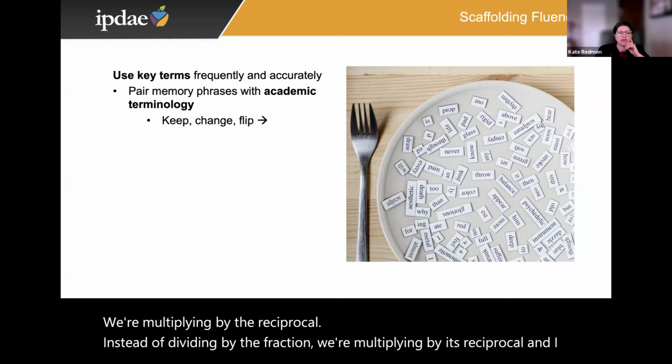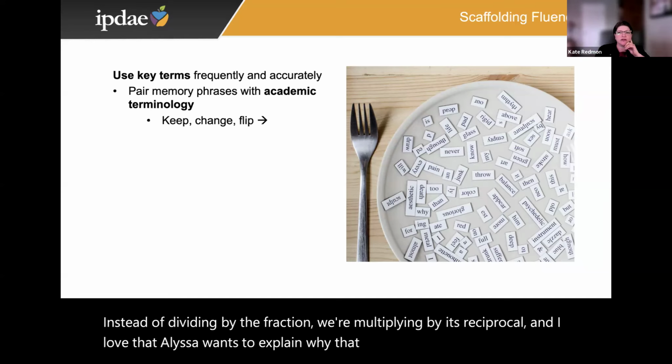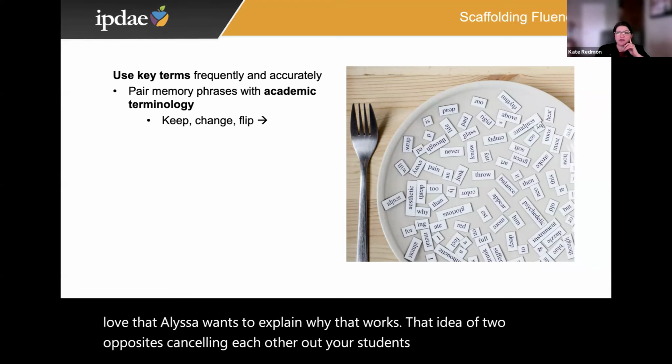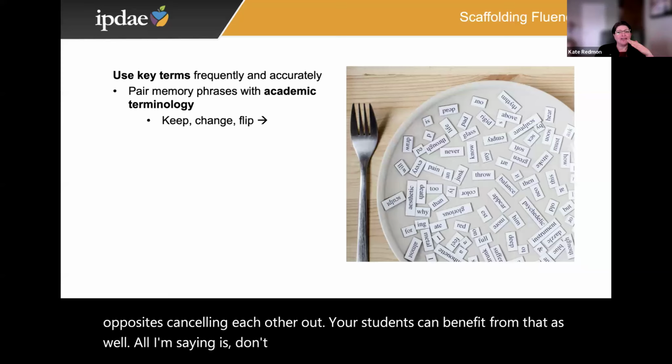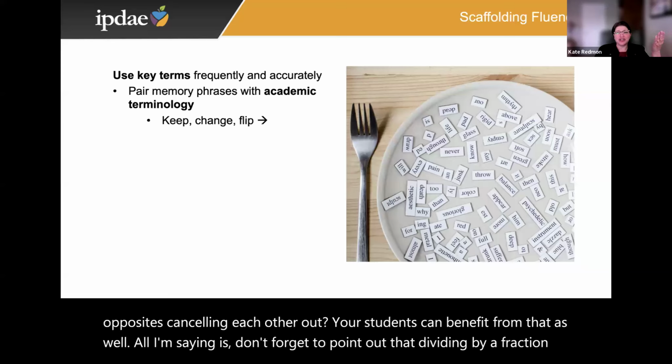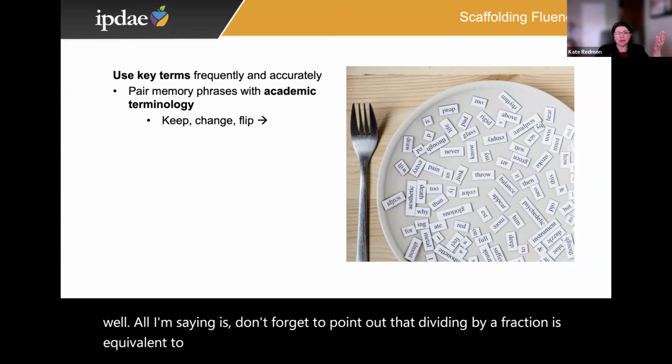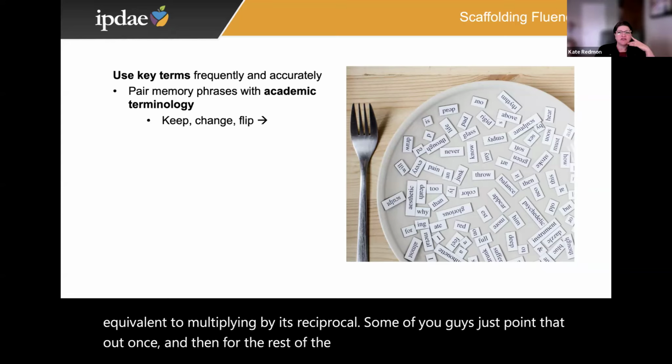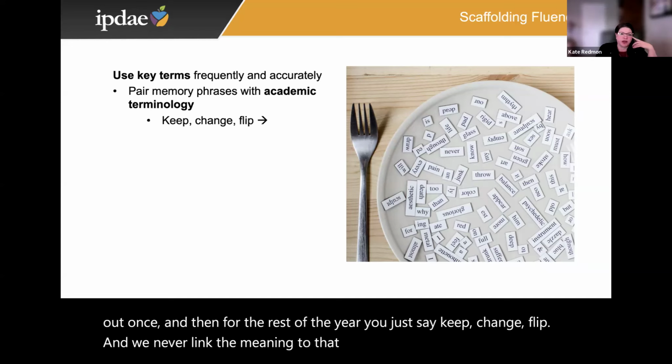And I love that Alyssa wants to explain why that works. That idea of two opposites canceling each other out. Certainly, your students can benefit from that as well. But all I'm saying is don't forget to point out that dividing by a fraction is equivalent to multiplying by its reciprocal. Some of you guys just point that out once, and then for the rest of the year, you just say keep, change, flip, and we never link the meaning to that because there's so much going on.